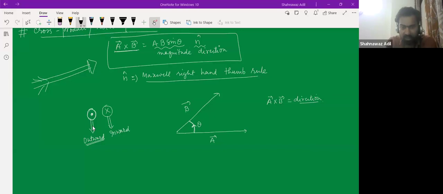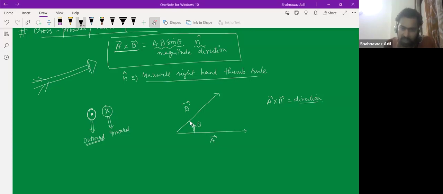If it is going away from you, you will see this cross. If it is coming towards you, you will see this dot, right? Yes, sir. That is how we memorize these things. So this is the dot, which is outwards, coming towards you. This is the cross, which is going away from you, so that is inwards.